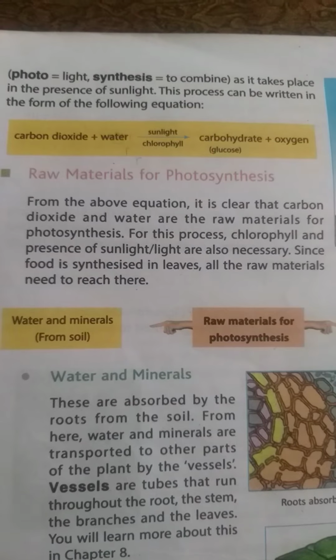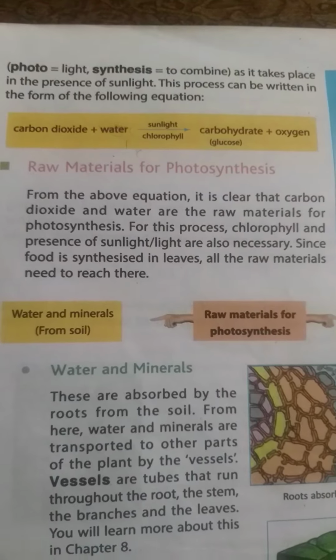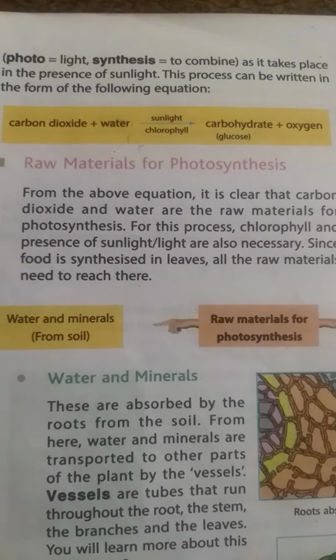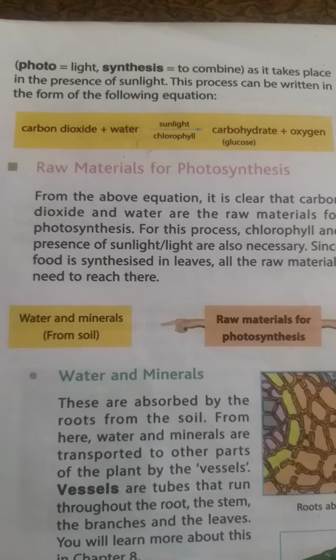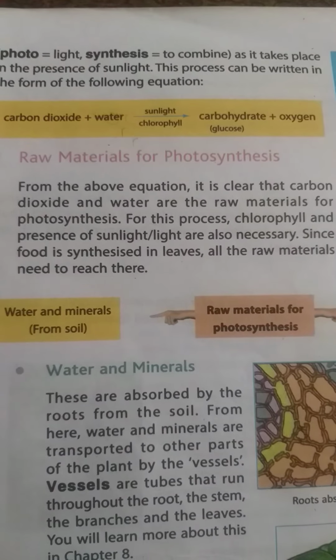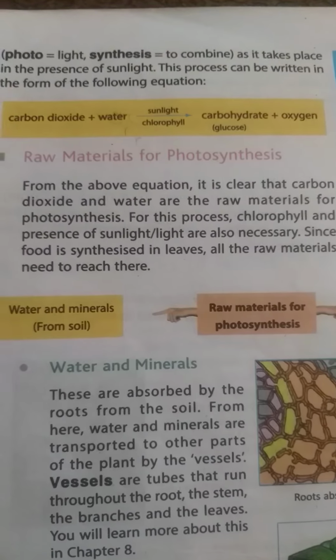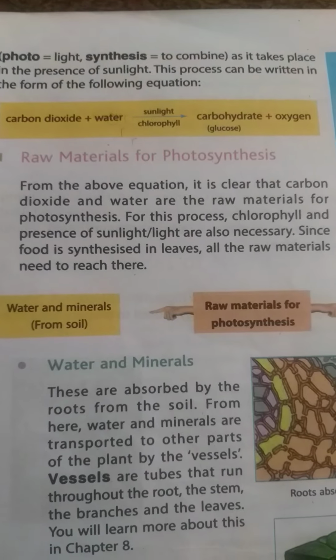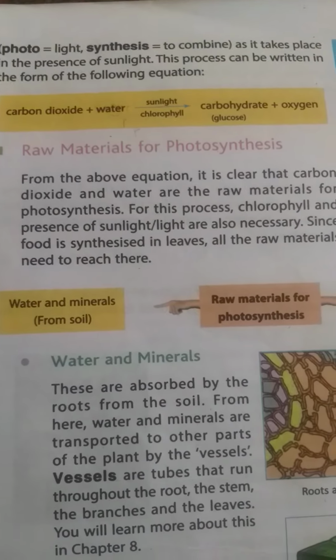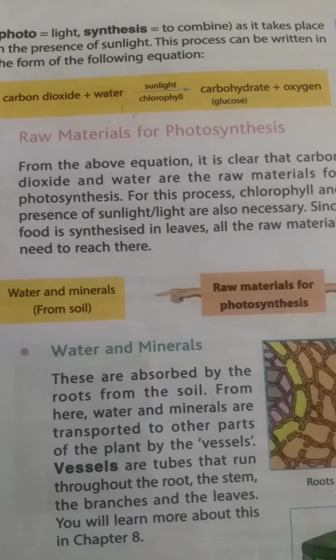And what are the products of the photosynthesis? Products means जो चीज़ें बनती हैं इस process में. So what are the products? Carbohydrates and oxygen. We all know that plants give out oxygen when they synthesize the food. Carbon dioxide is absorbed by the plants during photosynthesis and oxygen is released by the plants during the photosynthesis.